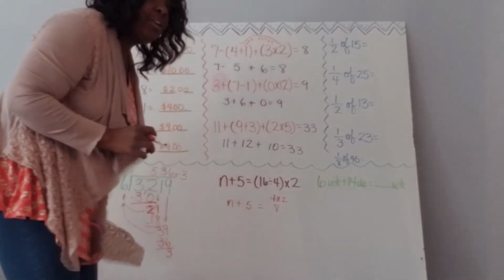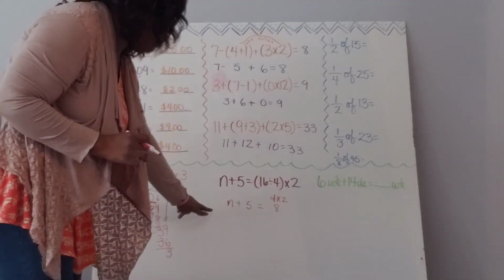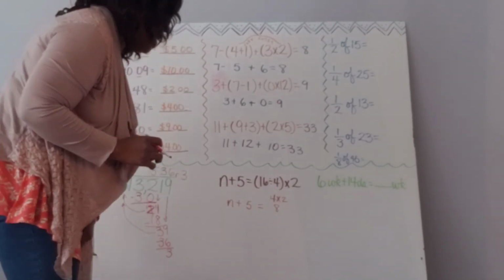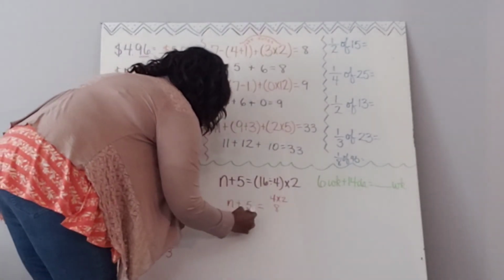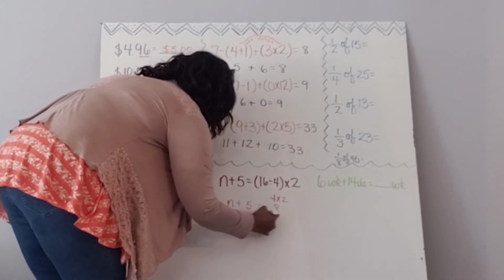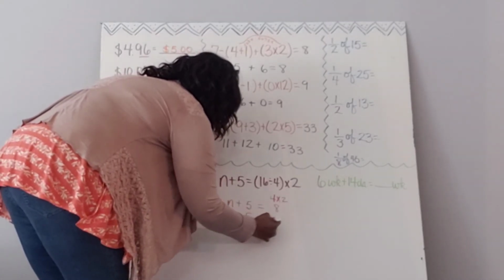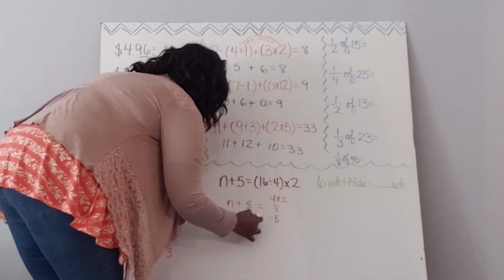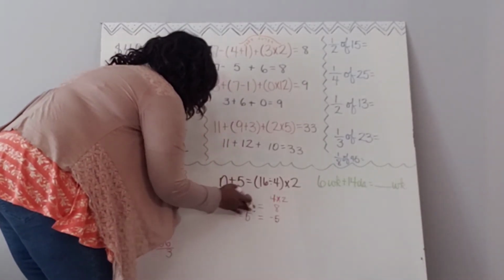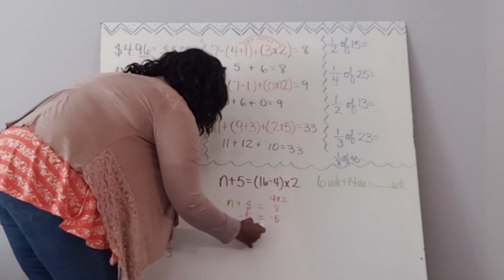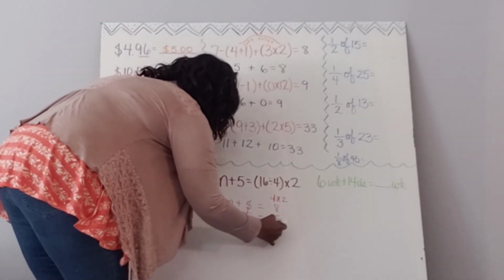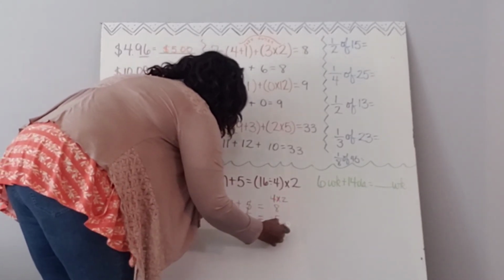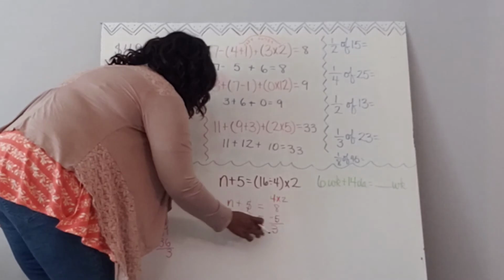We have to get rid of this 5 though, because it's in the way. We want to know what n is equal to by itself. So how do we figure that out? We subtract 5. And what we do to one side, we have to do to the other. So we can subtract the 5, that gets rid of it. Now n is by itself, and 8 minus 5 equals 3. Super. So n equals 3.